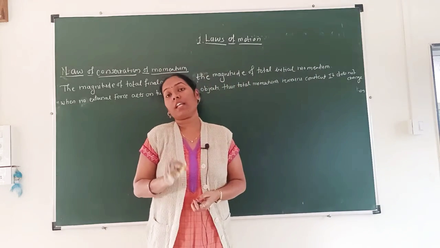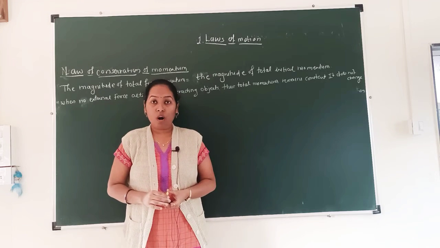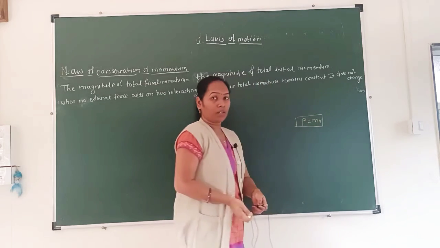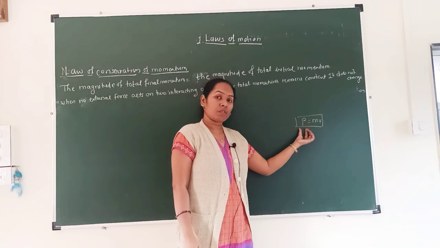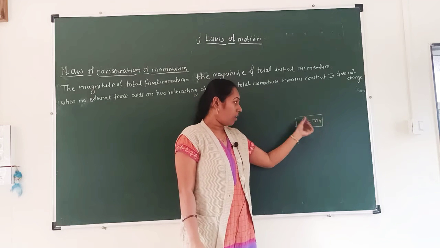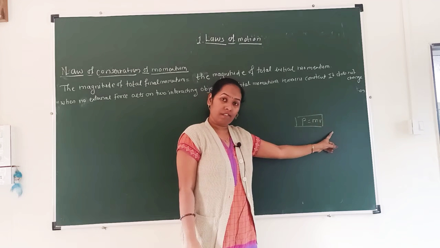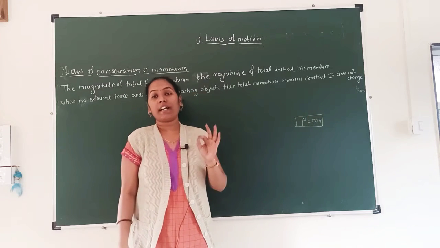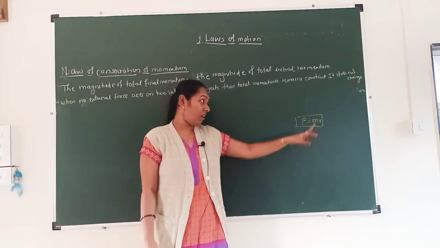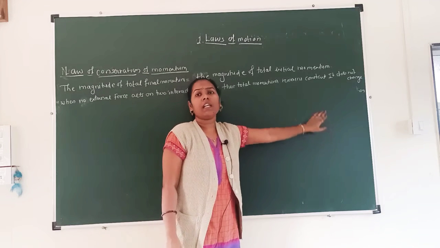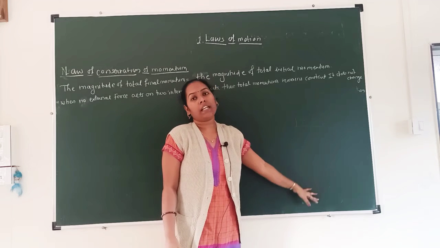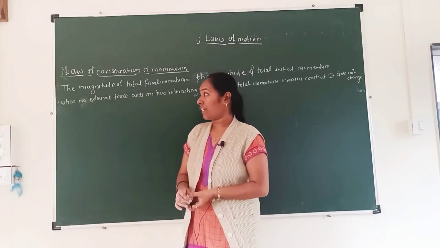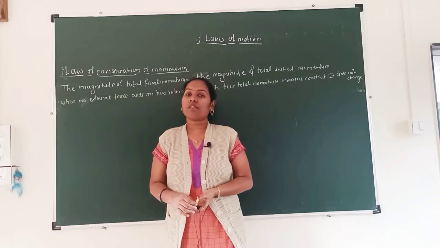First of all, I want to tell you what is meant by momentum. Momentum is P equals mv. P is the symbol for momentum, which is the product of m and v, the multiplication of mass and velocity. We have seen this in Newton's second law of motion. Now in this lecture we are going to learn about the law of conservation of momentum.